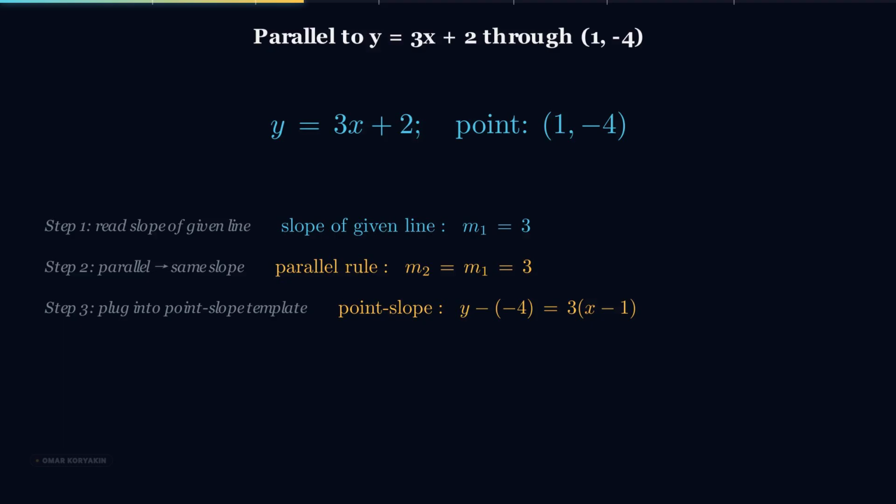y minus -4 equals 3 times the quantity x minus 1. Simplify the double negative on the left. y plus 4 equals 3 times the quantity x minus 1.